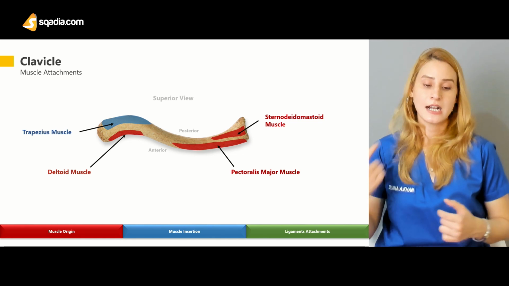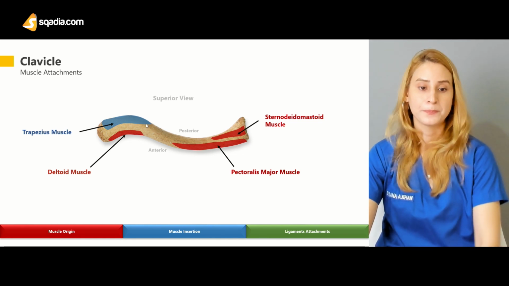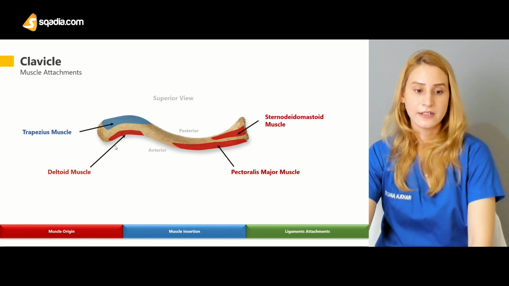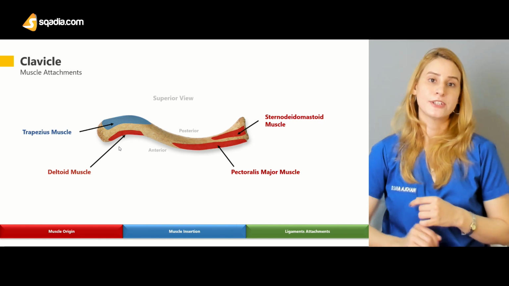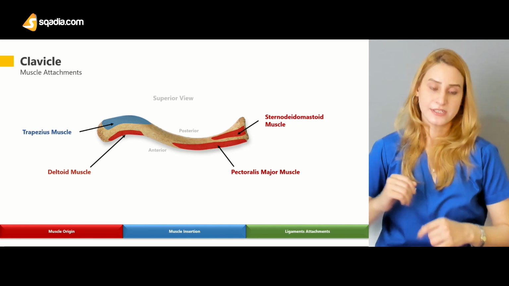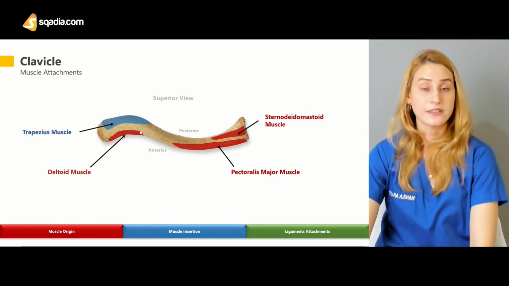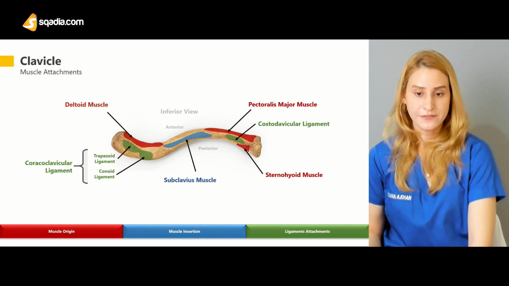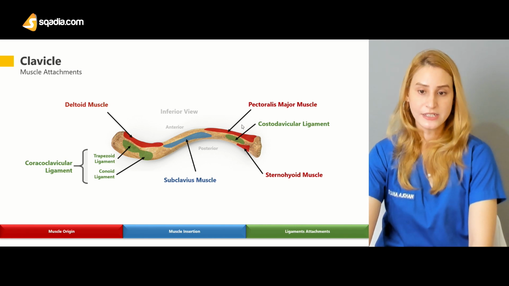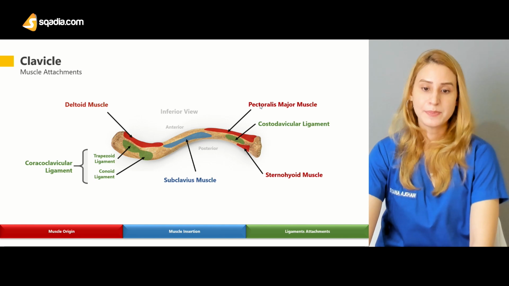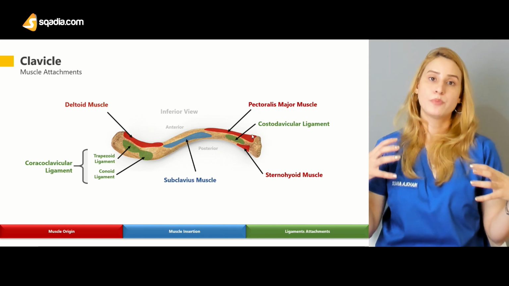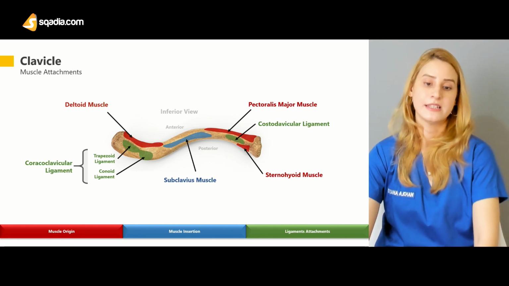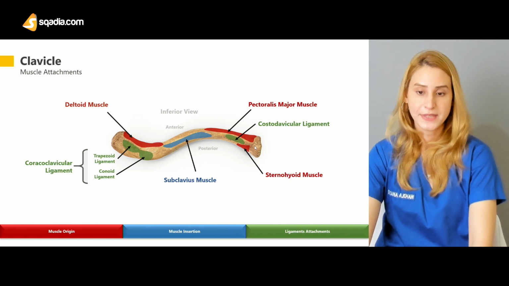Trapezius has its insertion on the superior but lateral part, over the conoid tubercle, and the deltoid, which is responsible for the abduction of the arm, has its origin on the inferior surface of the clavicle. Another view is the inferior view. You can see more precisely here the pectoralis major muscle, an important muscle of the chest wall, and its origin is on the inferior surface of the clavicle.